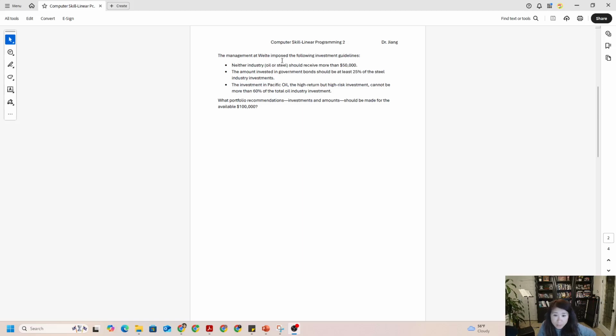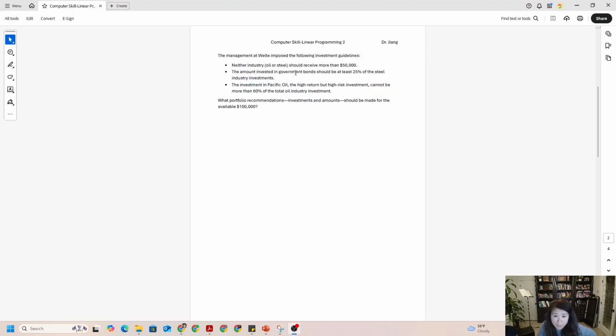The management imposes the following investment guidelines. Neither industry, oil or steel, should receive more than $50,000. So all the investment in either oil or steel has to be smaller than or equal to $50,000. Neither, so none of them should receive more than that. Everything has to be smaller than or equal to 50,000.